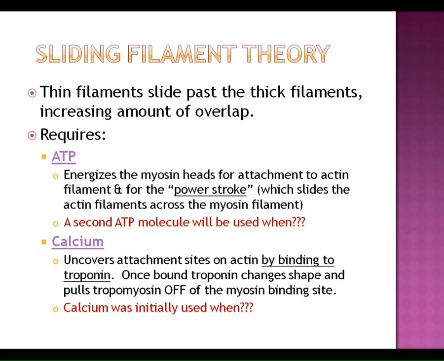Calcium, where is calcium used? It helps bind to troponin, and what does that do? It helps to pull tropomyosin off. So this is the hardest part of the chapter, I promise, this little sticky area here. Calcium binds to troponin, which then pulls tropomyosin off of the myosin binding site.